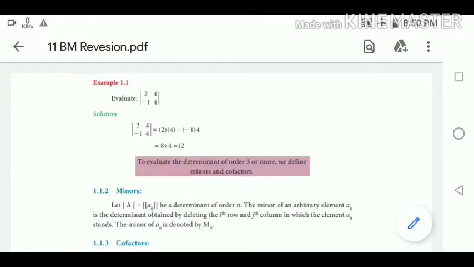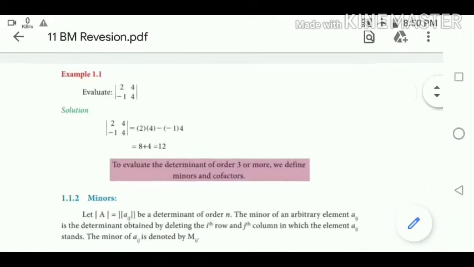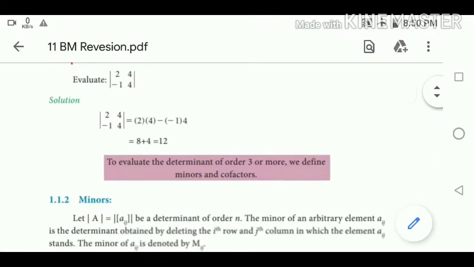The first sum is related to example 1.1, how to evaluate the value of the determinants. Here in example 1.1, evaluate the determinant 2, 4, minus 1, 4. Here it is given a 2 into 2 matrix. So in order to evaluate the determinant, we have to cross multiply the main diagonal.